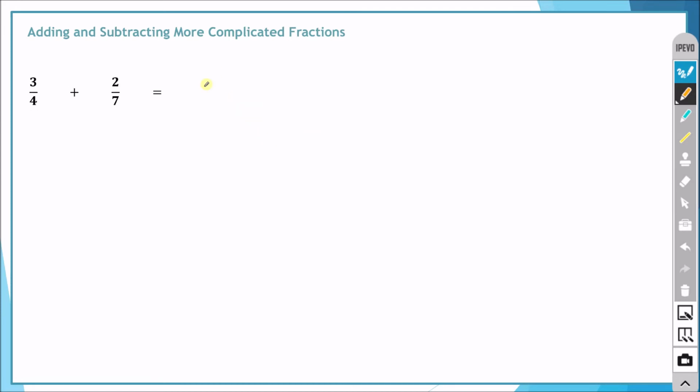And that's our answer there. So let's move on to our next example now. We've got a similar problem. We've got 3 over 4 plus 2 over 7. And again, we can see that the denominator here and the denominator here are not the same. So we don't know what the denominator of the answer is going to be.